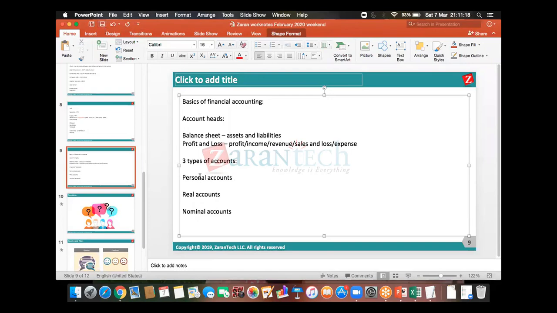Personal account means it is related to some person. Person means what? It could be a person from whom I am buying, or a person to whom I am selling. So that is called a personal account. Even an organization or a firm is treated as a person. So under personal accounts, what all comes into picture? A vendor, a customer, or any company. It need not be an individual every time. It could be a company also.